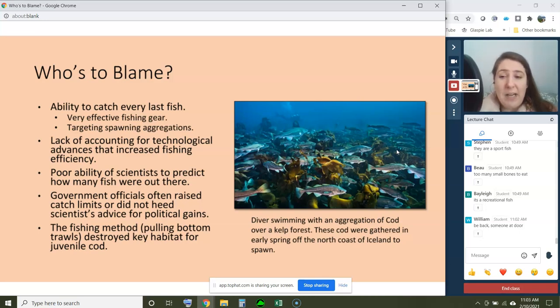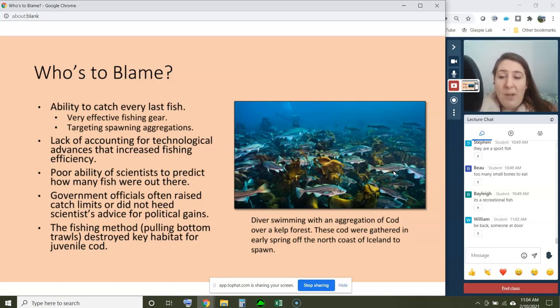They were also targeting spawning aggregations, and so cod do spawn in aggregations. Here's an image of one off the north coast of Iceland in a kelp forest. These fish are coming together to reproduce. And so a trawler would come through and scoop up an entire group of spawning adults. There was, in the management, a lack of accounting for technological advances that increased fishing efficiency. They just kind of ignored that we had moved beyond hand lining and hook and line fisheries.